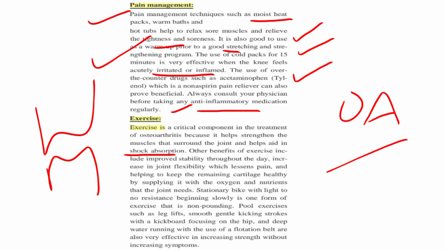Other benefits of exercise: it improves stability, increases joint flexibility, lessens the pain, and keeps your cartilage healthy by supplying it oxygen and nutrients that the joints need. A stationary bike with light to no resistance, beginning slowly, is one of the exercises that is non-pounding.